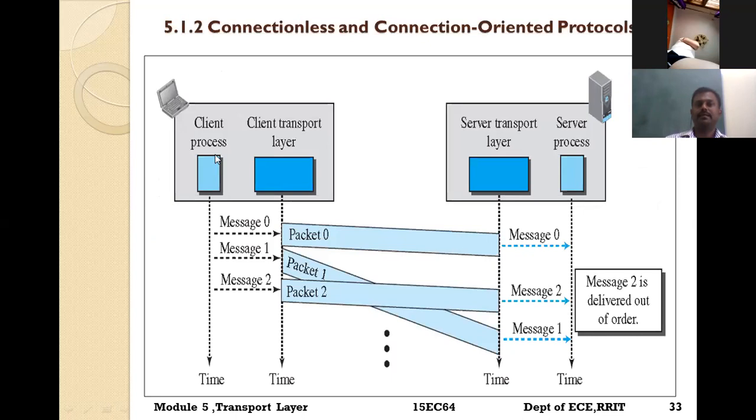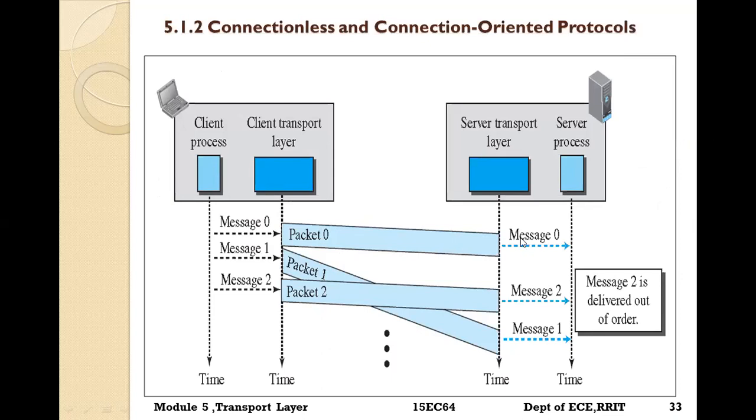The message comes from the client process, that is the application layer, to the client transport layer. As the message is received from the application layer, the transport layer will send packet 0, packet 1, and packet 2. At the destination, you can see the packets arrive out of order, because packet 2 has come earlier and packet 1 has come after packet 2. So this out of order delivery will happen, and even the application layer cannot fix this out of order arrival.